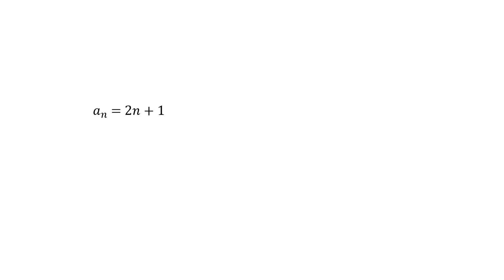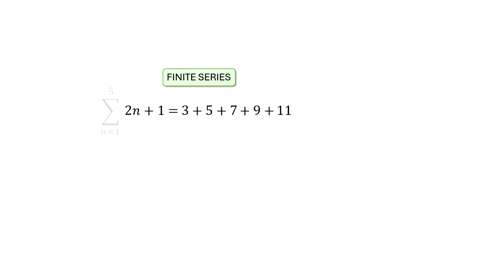Let's go back to our first sequence. And let's sum up the first 5 terms. This is called a partial sum or finite series, and it's represented by the following symbol. In this case, the partial sum goes from 1 to 5, and the result is 35.